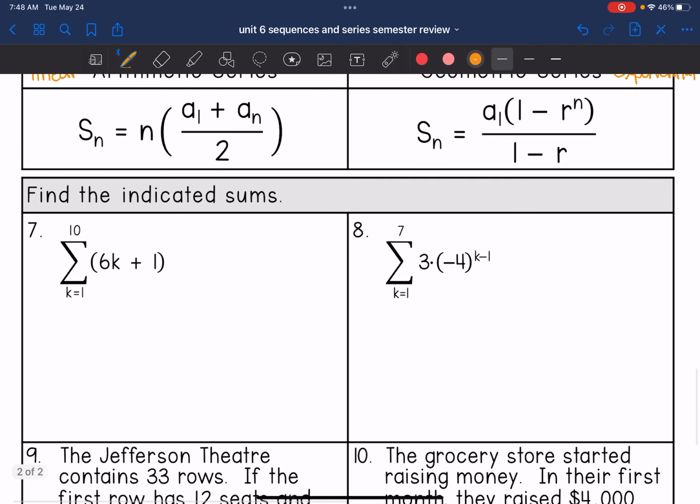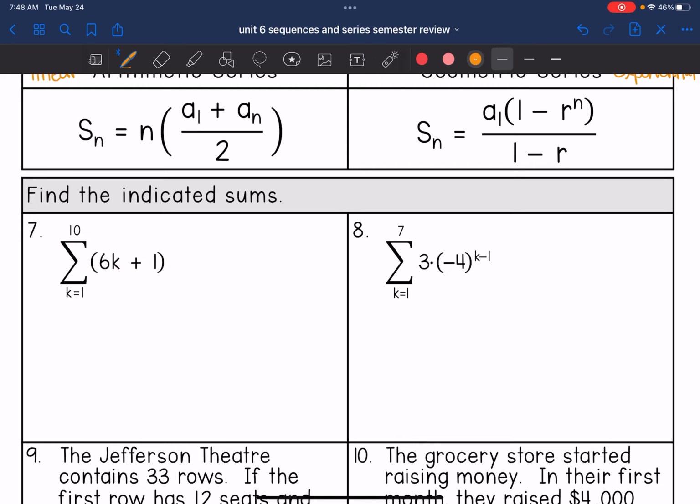Okay, so number 7, find the indicated sums. So when I look at this right here, 6k plus 1, that's a linear equation. It's like mx plus b. So I know that this has to be arithmetic. Okay, so that means I'm using this formula here. We need to know n. So n is 10 here. It's always going to be the number up here on the top.